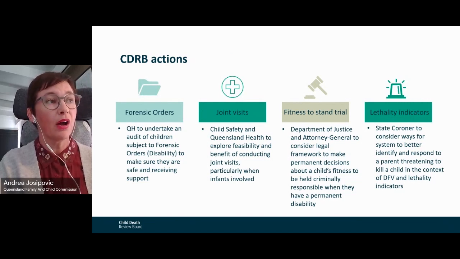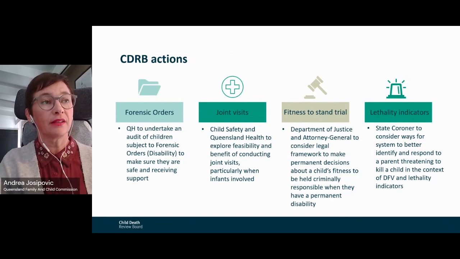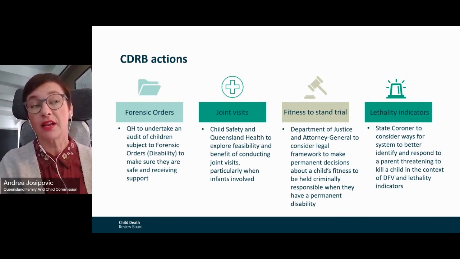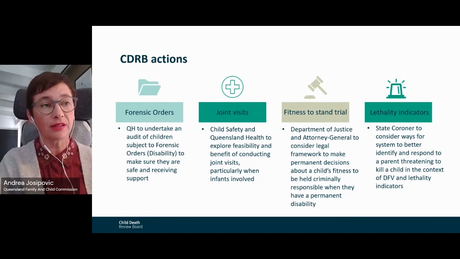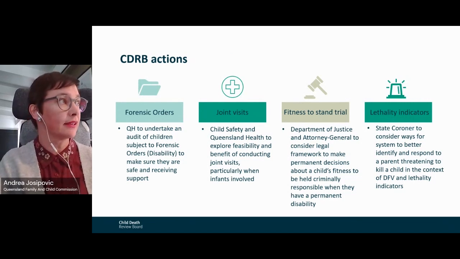Then the fitness to stand trial for our young people who are dealing with youth justice matters. That assessment around permanent decisions about a child's fitness to be held criminally responsible when they have a permanent disability. And then lethality indicators around identifying and responding to a parent threatening to kill a child in the context of domestic and family violence, and those lethality indicators that in the domestic and family violence research space get so often talked about, such as strangulation, threats to kill, and many others.